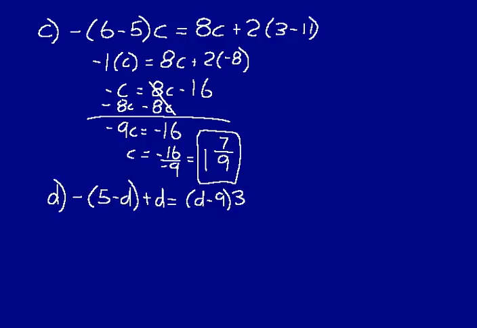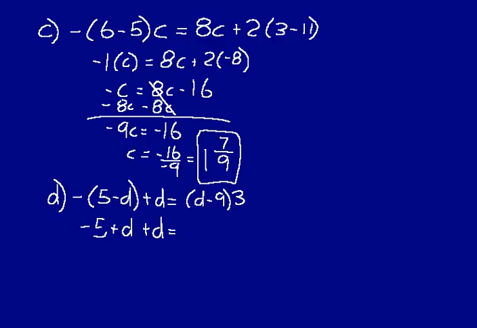Let's do one more problem. Look at practice problem D. We see that we have parentheses here, and the terms inside the parentheses are not like terms, so we won't start by adding those together. We'll just start by using our distributive property to get rid of the parentheses. On the left side we have negative times 5, so that would be -5. And then -1 times -d, that would be a positive d. And then add that other d on. And then we have a 3.